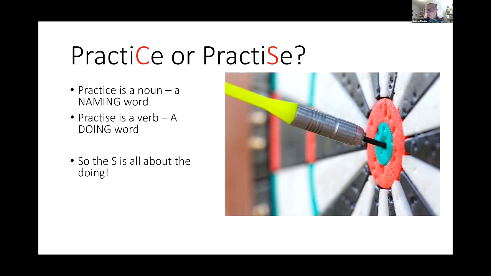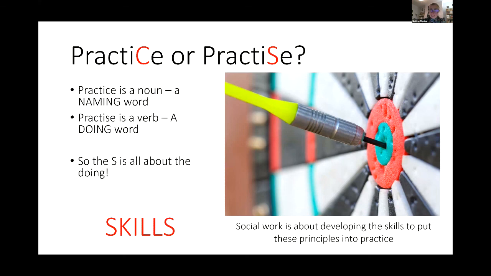And so I've tried to look up what's the difference. And essentially, practice with a C is a noun. It's a naming word. It's the way we name something. Whereas practise with an S is a verb, which is a doing word. So the S is all about the doing. And the S is basically skills. And really, social work and social work education in particular is about developing the skills to put the principles that we've looked at tonight into practice.